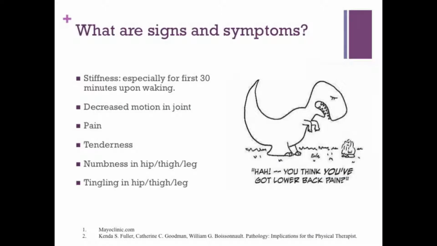What are some of the signs and symptoms of your classic or typical arthritis? The primary symptom is stiffness, especially for those first 30 minutes upon waking up in the morning. You may have some stiffness during the day, but this will primarily be the worst in the first 30 minutes. Overall, decreased motion in the joints, pain, local tenderness, and potentially some numbness and tingling in the hip, thigh, leg, and foot if there is enough space lost and there is pressure on a nerve.